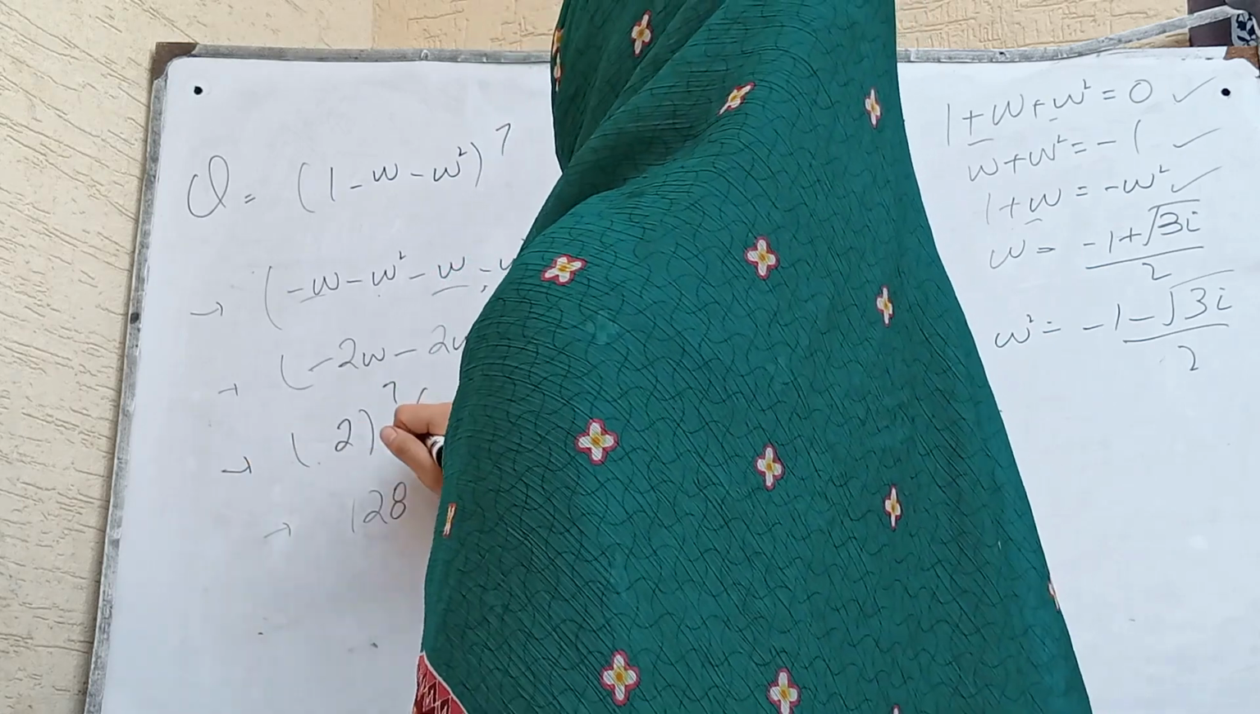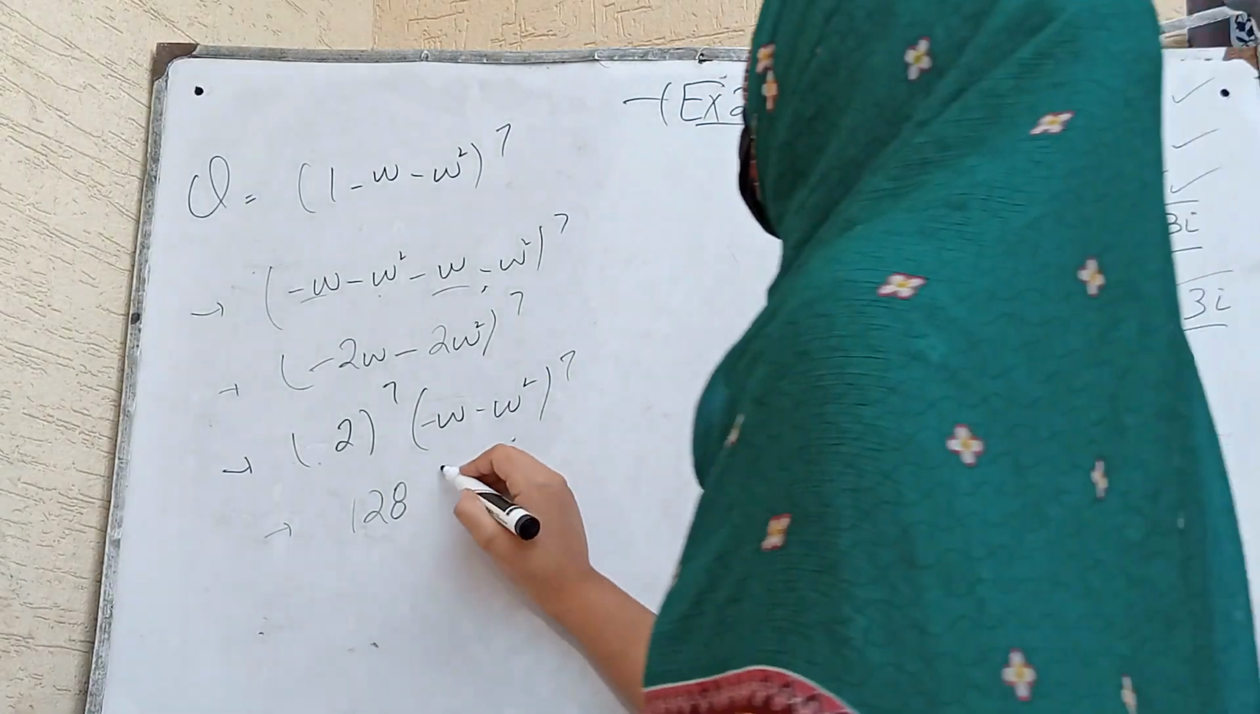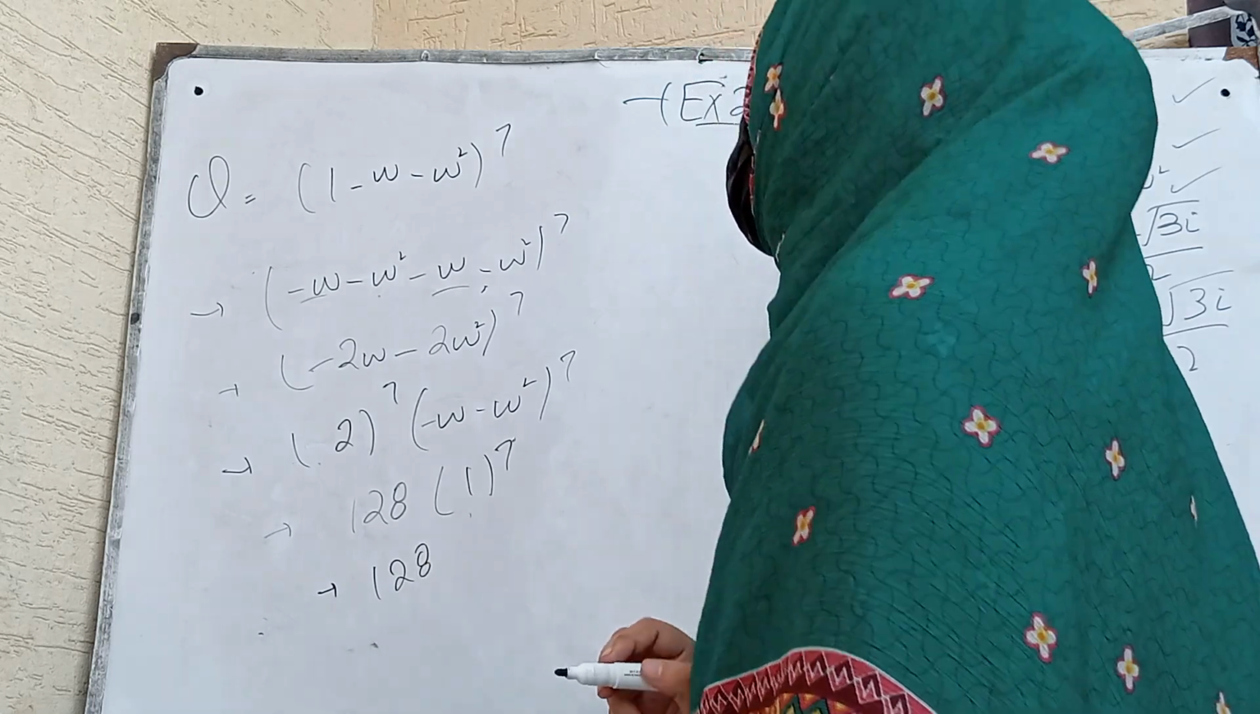and minus omega square is equal to plus 1. So the required answer is equal to 128.